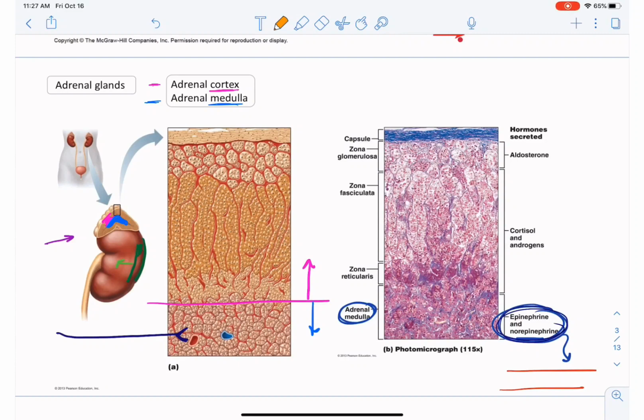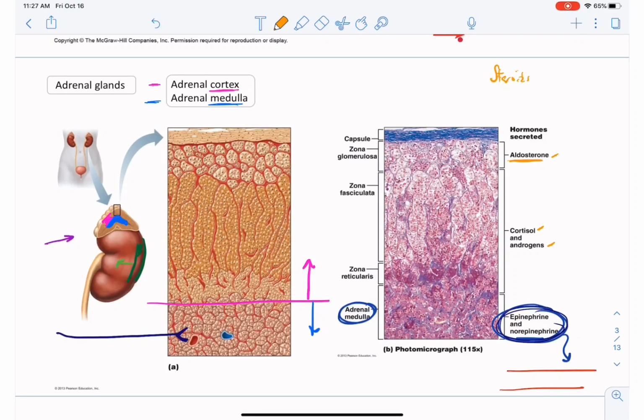The adrenal cortex then releases a different set of hormones. And specifically, it's going to release aldosterone, cortisol, and androgens. Now, what do all these hormones have in common? What do aldosterone, cortisol, and androgens all have in common? They're all steroids. They're all steroid hormones. Okay, so let's talk a little bit about each one. And we'll start with aldosterone.